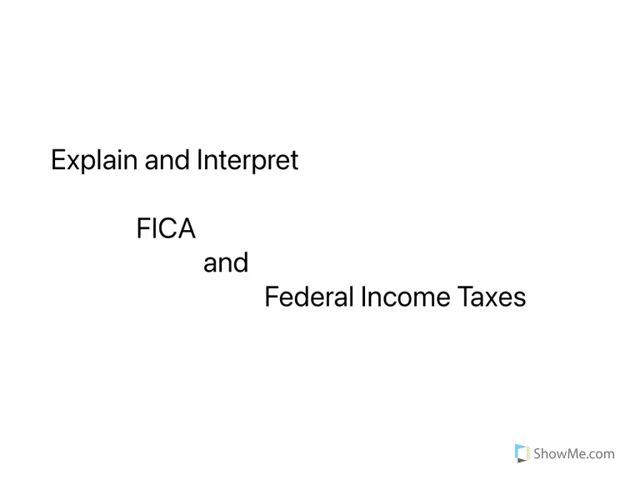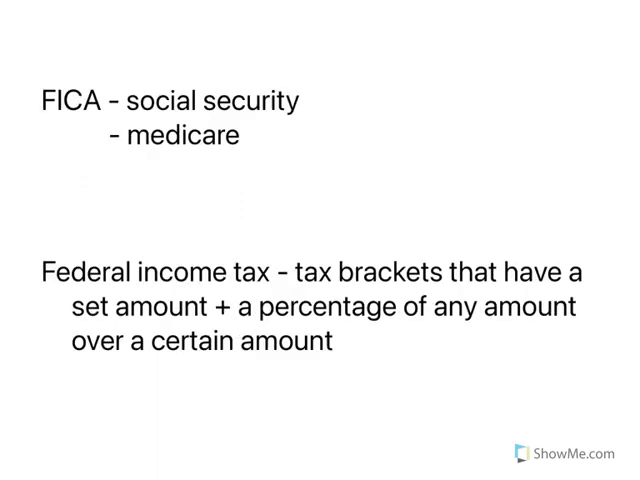Let's explain and interpret FICA and federal income taxes. Now, this is a high level, right? We're not going to get into the nitty-gritty, but the basics. So the FICA tax, basically, it's made up of Social Security and Medicare.